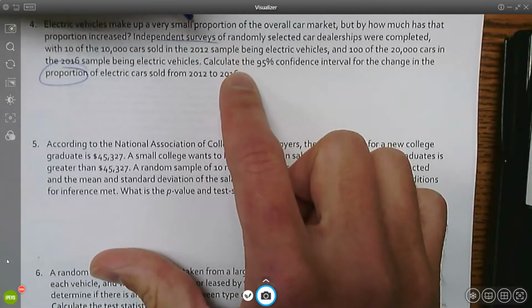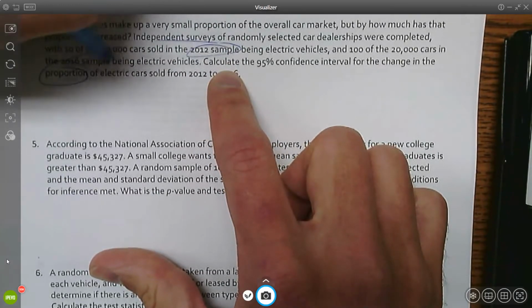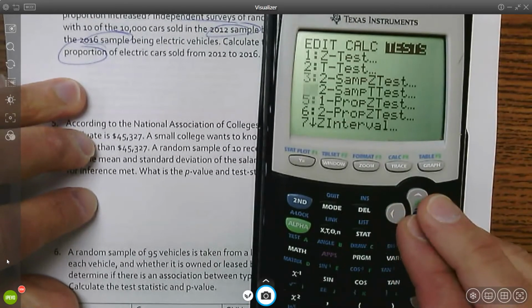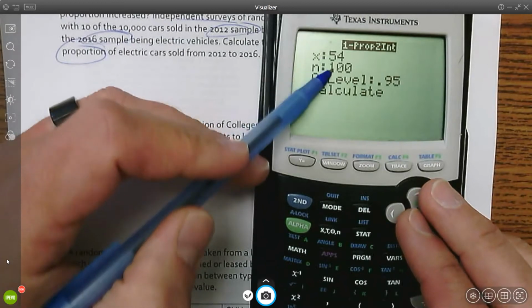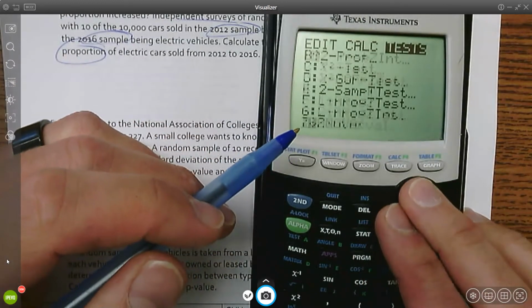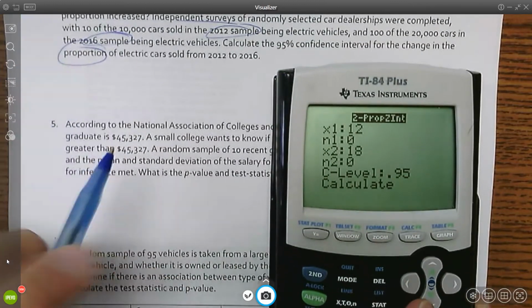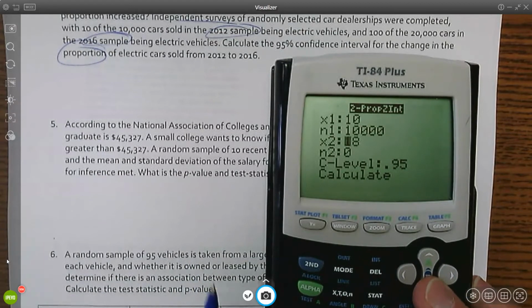Independent surveys. So we have a 2012 sample, 2016 sample. So again, if you thought this was a 1 proportion interval, you're going to notice there's not enough information here. So this is indeed a 2 proportion Z interval. Okay, so in 2012, 10 of the 10,000 cars sold were electric.